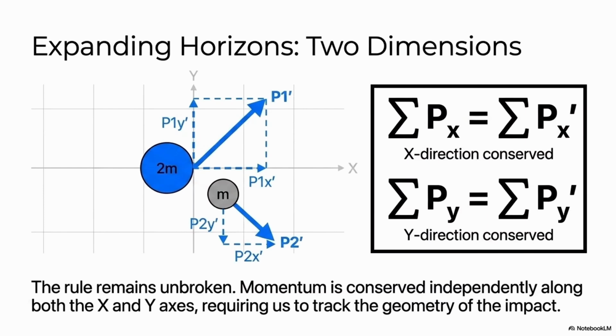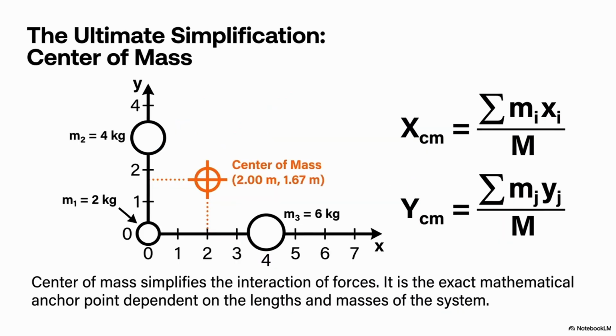Okay, moving to the next slide. Slide 10, center of mass. The slide shows masses of 4 kilograms, 2 kilograms, and 6 kilograms mapped out on a grid. Right, so when you have a messy system of multiple parts, tracking every single piece is a nightmare. The center of mass is the exact mathematical anchor point of the entire system. So it's like finding the exact balancing point of all those scattered weights? Yes, it simplifies everything. You can calculate the movement of that entire scattered system as if all of its mass was concentrated right at that single anchor point.